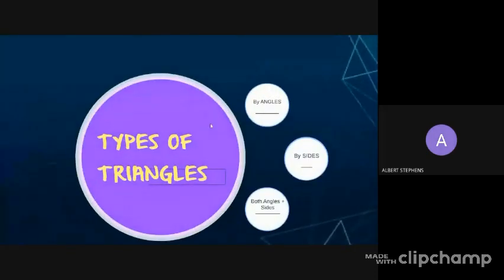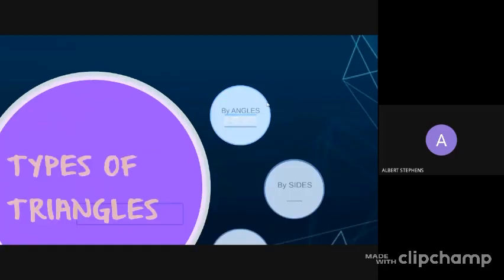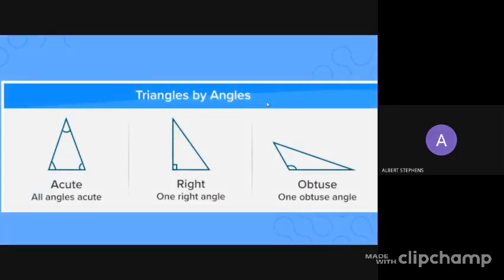All right. Now, types of triangles. Now, you can name a triangle based on the triangle's angles, its sides, or both angles and sides. For example, triangle by angles: acute angle, right angle, and obtuse angle. Now, in an acute triangle, all angles are acute, which is less than 90 but more than 0. In a right angle triangle, one angle has to be 90 degrees. In an obtuse triangle, one angle must be obtuse.